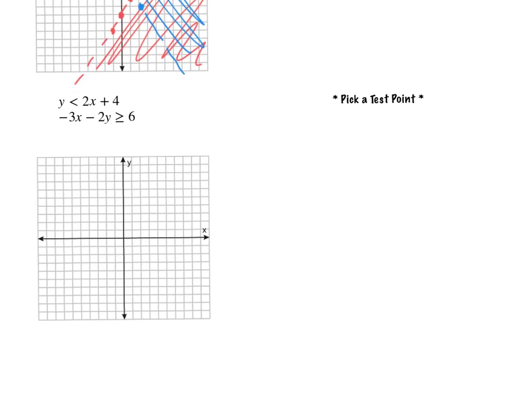Okay. Now the next one: y is less than 2x plus 4. Hayden, where do I start at y is less than 2x plus 4? 4. All right, so I make a point there at 4. Michael, what's my slope there? 2. So I'm going to go up 2 and over 1.